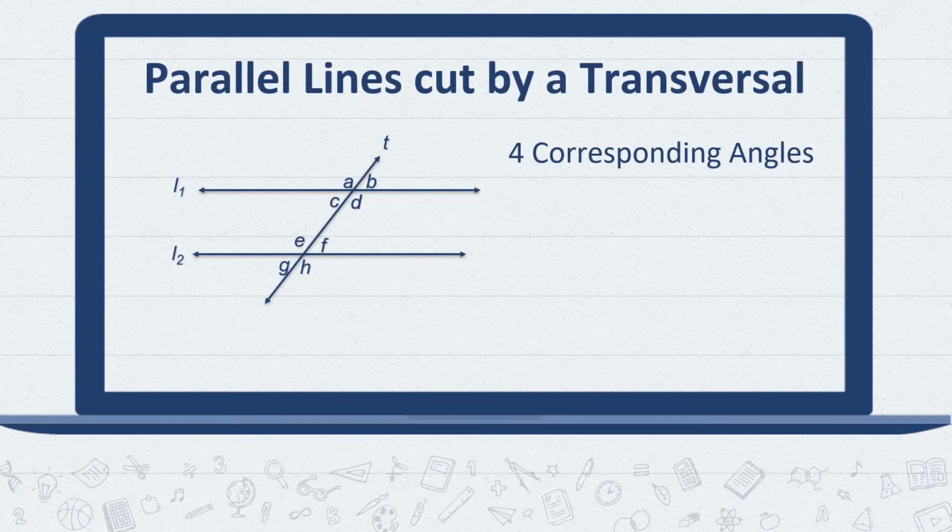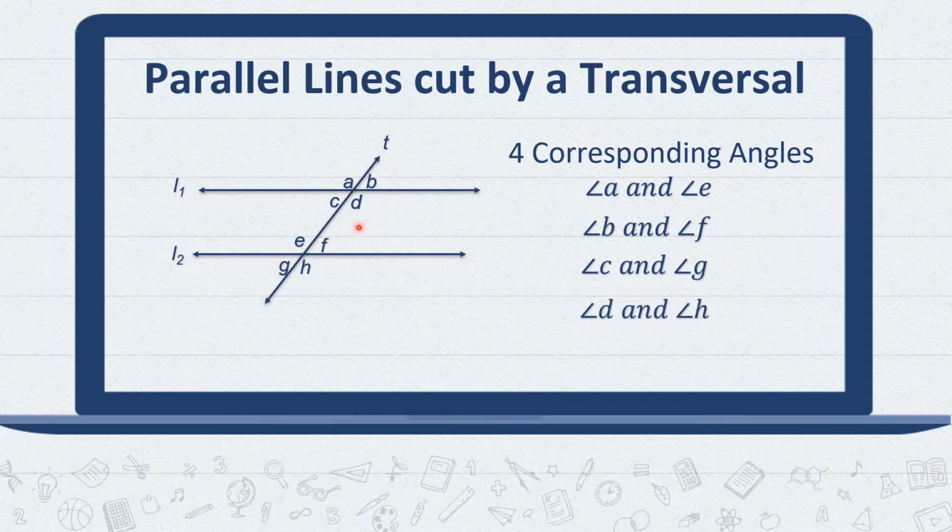If we have parallel lines cut by a transversal, we can identify four corresponding angles. And these are angle A and angle E, angle B and angle F, angle C and angle G, and angle D and angle H. Remember, in the previous lesson or video that we have, corresponding angles are congruent.